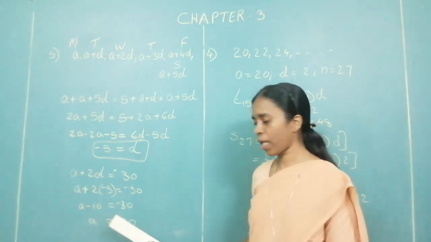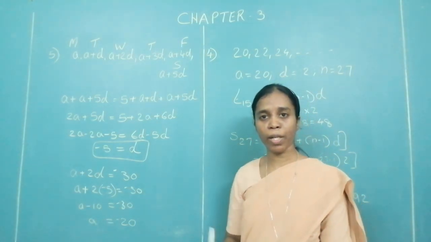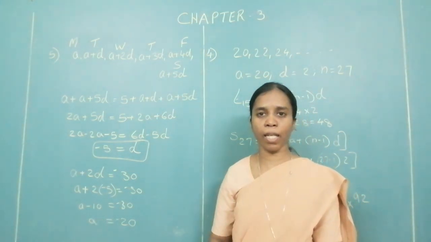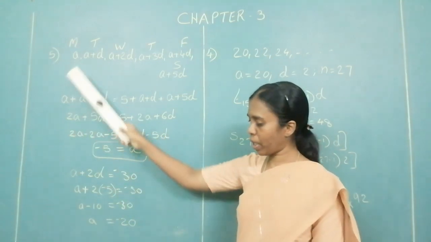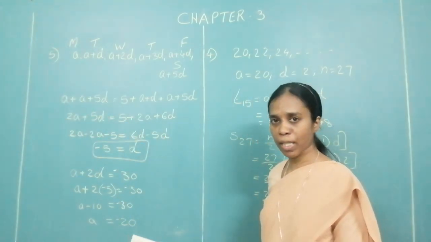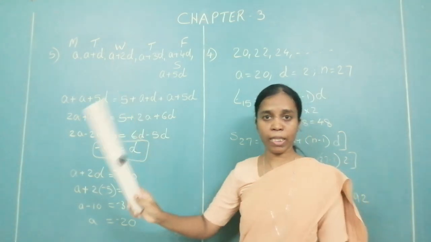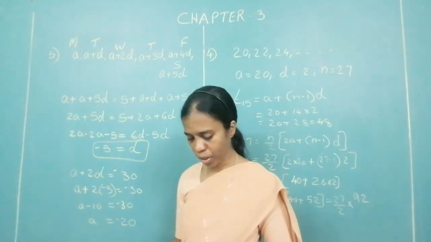Always remember when you are writing the final answer, you should have the unit as degrees Celsius. This A, Monday, will be minus 20 degrees Celsius. Next day, degrees Celsius, that has to be added over there.